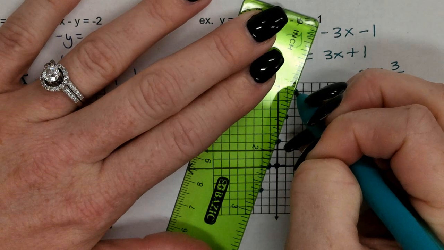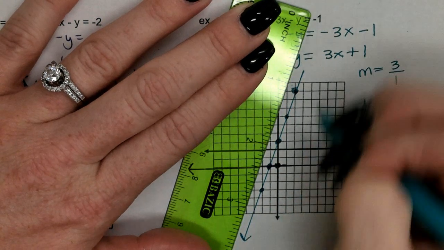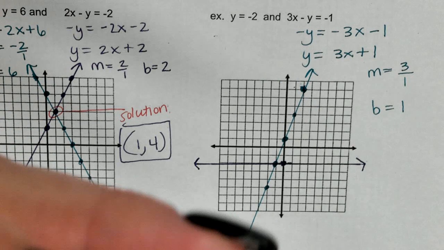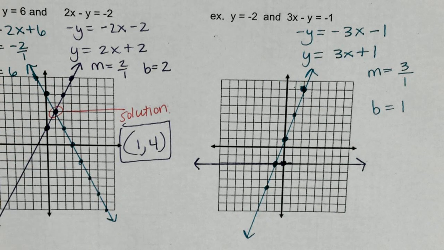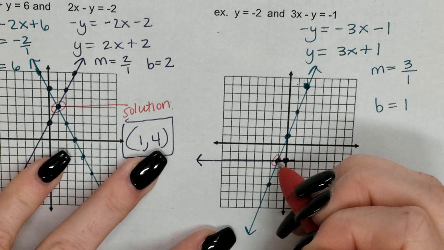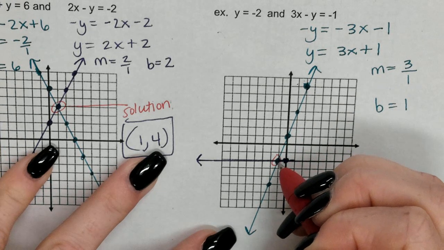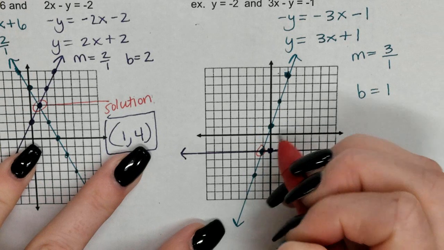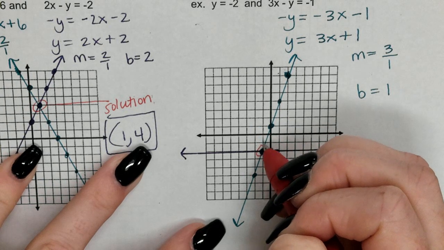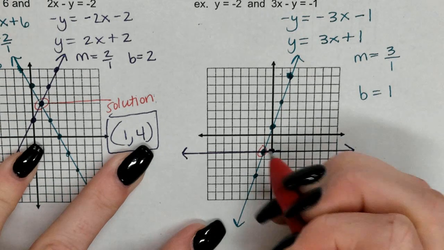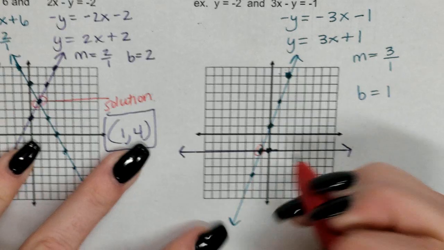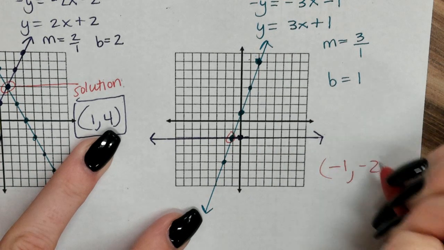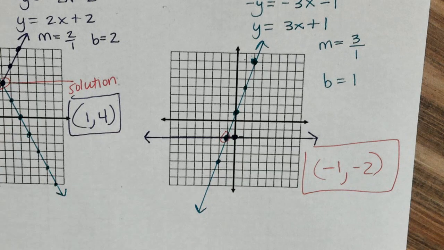Now, I do want to see the whole graph, so on your assignment, make sure you're actually finishing. Don't just see the answer and stop, okay? So this is the solution. This is the point that satisfies both equations. So where am I at on the x-axis? -1. Where am I at on the y-axis? -2. That is your answer. Questions? Are we good?